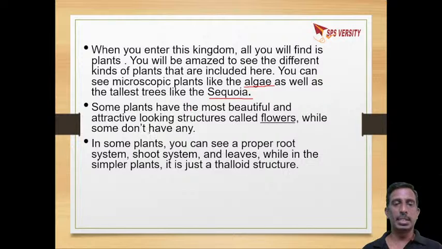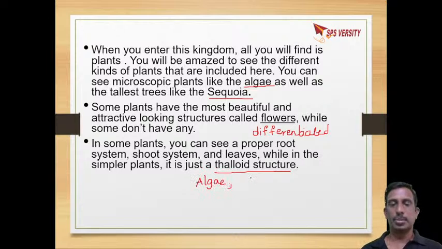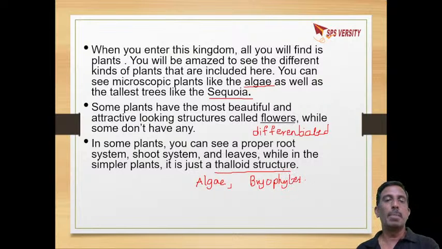And in most of the plants, the plant body is differentiated. Differentiated means it has root, stem and leaf. Very few forms are undifferentiated, which is called thalloid. You can take the best example like algae and primitive bryophytes, which don't show the differentiation of plant body into the root, stem and leaf.